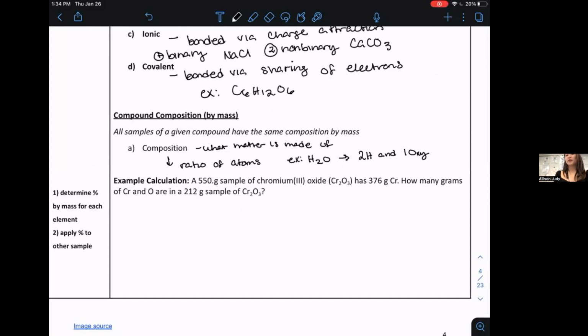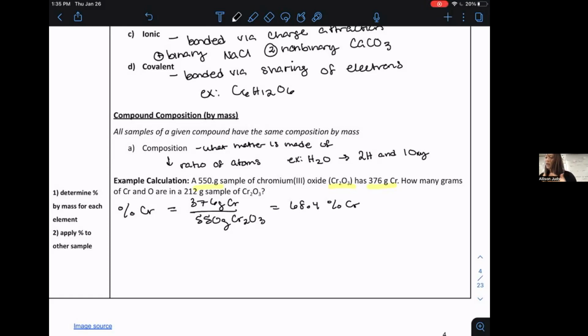So what we do, if all you math people know where this is going, is we say to ourselves, okay, let's first take what I know. I can easily figure out the percentage of chromium given our initial information. That's going to be equal to 376 grams of chromium over 550 grams of the entire chromium oxide sample. So my composition by mass that is unchanging for this compound is going to be 68.4% chromium. Now, did I do it to the correct sig figs? I did indeed. 3 sig figs.